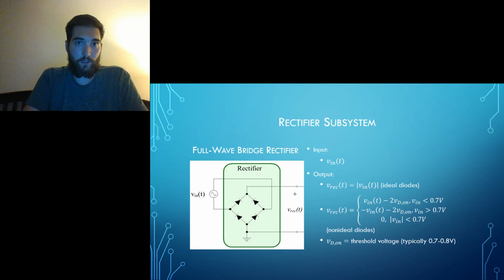So if you have a sine wave, we'll see on the next slide. For non-ideal diodes, your output voltage from the rectifier will be your input voltage minus 2 times the threshold voltage, which for diodes is typically around 0.7 volts.